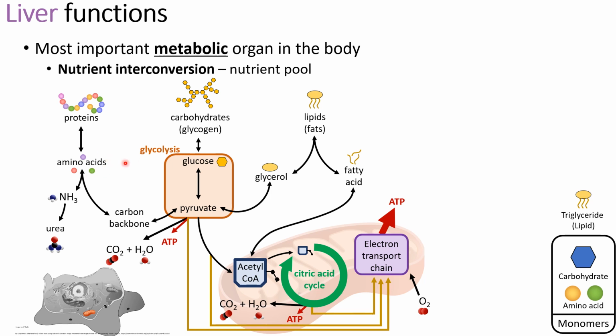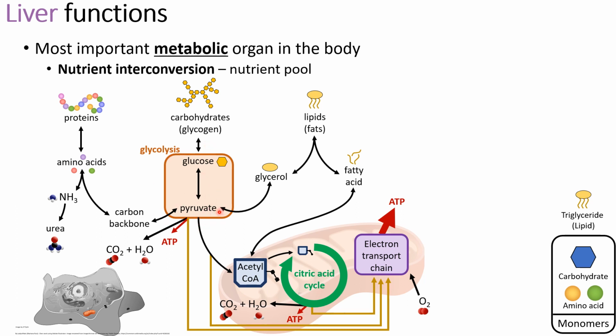But what the liver can do is take these amino acids and convert them, stripping them down into a carbon backbone. In that process, it can release this NH3, which is eventually converted into urea, because these ammonia compounds can be toxic to the body. The liver will strip amino acids down to the carbon backbone and convert them into pyruvate. Pyruvate is the product of glycolysis, but glycolysis can also run backwards.